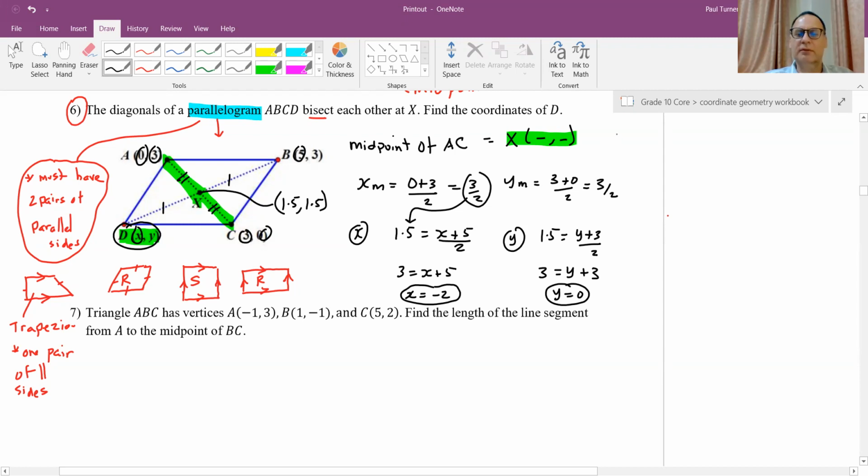So let's write that there. So d should be -2, 0. Hope you got that. Any questions about that? Is that all right? So it's a little bit tricky, but we'll get there. So that's your point D.